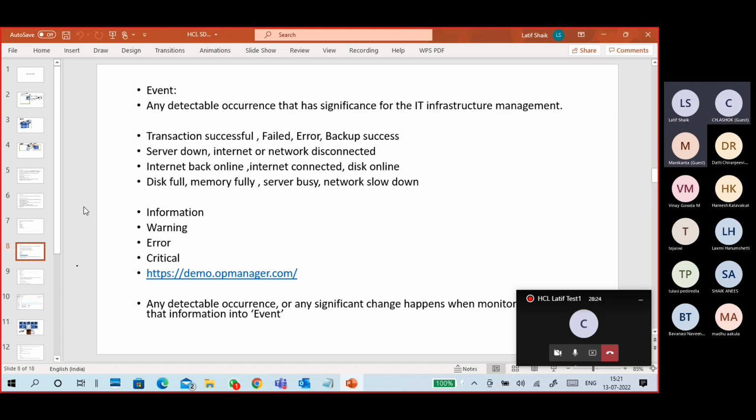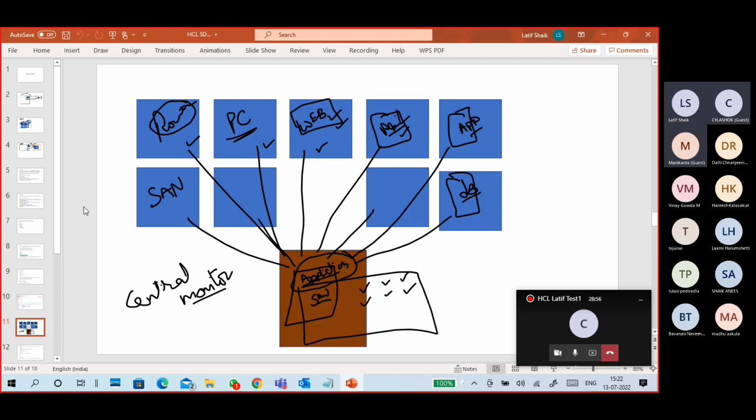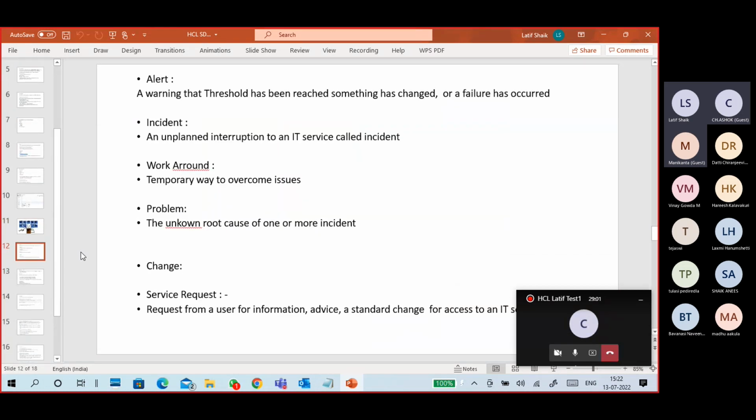So something like: device is online, information. Disk is full, warning, or a low balance, warning. System is almost 70% or 80% utilized, load is 80%, warning. System is down, error. Network is disconnected, error. Like that. Next, we also discussed the basics of monitoring, but I'm going with only the definition.